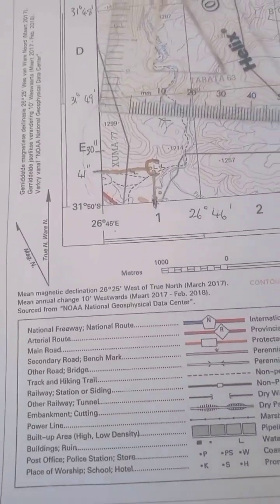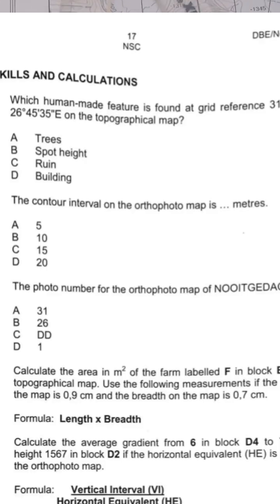What options do we have here? We have A, trees. Trees are not human made, first of all. That would have been incorrect. B is spot height. Spot heights, guys, are map tools.